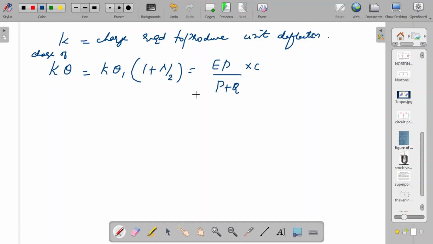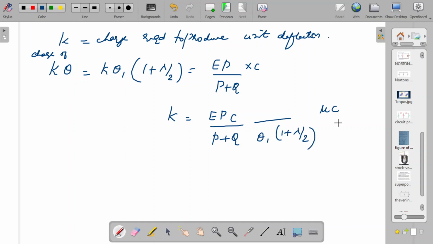Okay. And then from that I can find out K, as K is what? K is E into P into C divided by P plus Q, divided by theta 1 into 1 plus lambda by 2. This much microcoulomb. Basically this will be microcoulomb per division, and this is the equation for the K.